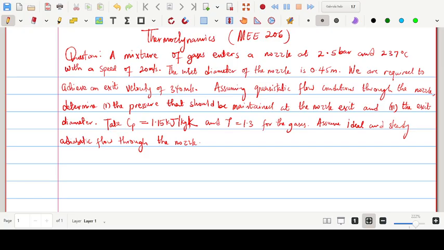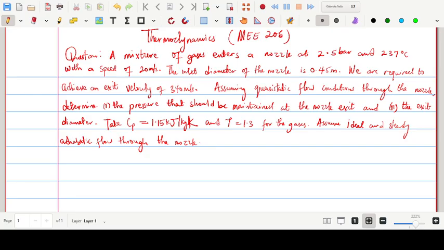In our previous classes we've looked at the introduction to thermodynamics, and we've discussed some equipment or machines that use the principle of thermodynamics, such as diffuser, nozzle, turbine, compressors, pumps, and the likes of them. So today we want to start solving questions. The first question is displayed on the screen.